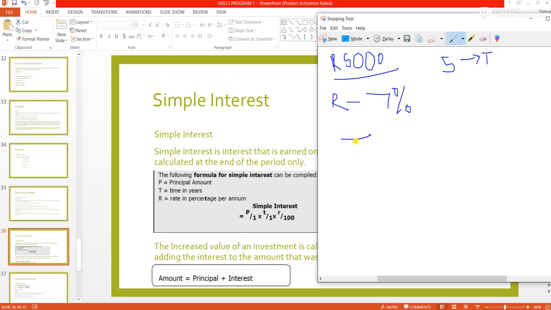So the first thing that you need to do, based on the values you have, our formula is, we've got your I, which is the interest that you need to calculate for the next 5 years. And also you've got your P, which is your principal amount, and you've got your R, which is the rate, and the T that you have. So what you need to do is substitute the values that you have. The principal amount, you've got 5,000.